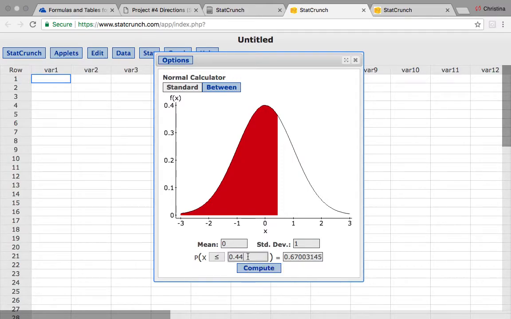So, okay, let's try another example. So let's say that we're trying to find an area that's between two z-scores.